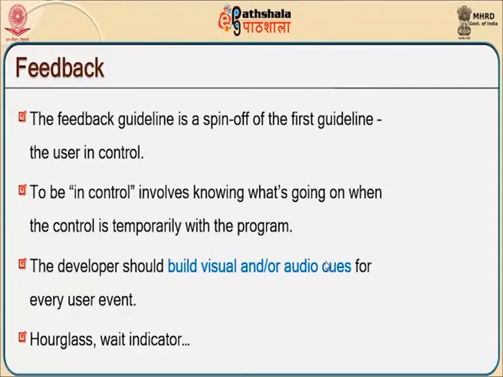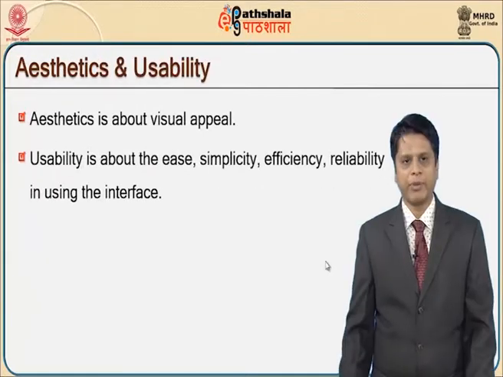And finally, there is an important component which is required, which is called feedback. This feedback guideline is a spin-off of the first guideline, the user is in control. To be in control involves knowing what's going on when the control is temporarily within the program. The developer should build visual and/or audio cues for every user event. There should be a wait indicator which should give the appropriate feedback to the user.